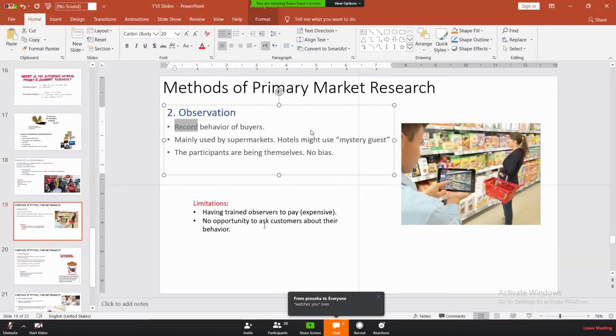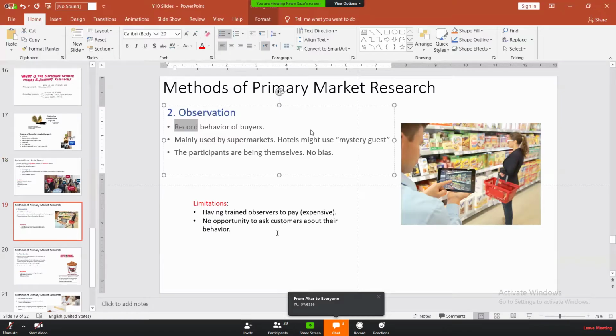Second limitation is that you can't ask the participants why they behaved in a certain way. Some people just do things without thinking about it. They're just being random. There's no reason behind why they behave that way.